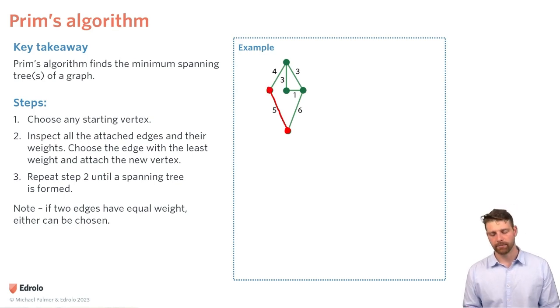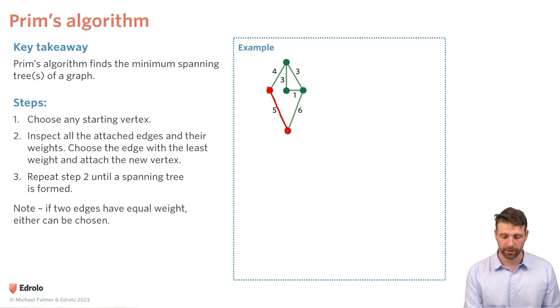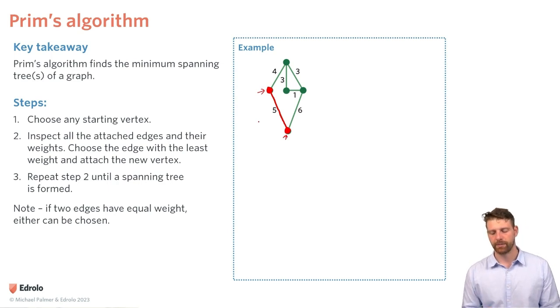Now I need to reevaluate, look at all the edges that are connected to all the vertices I've chosen. So I've got this vertex here and this one here. And so all the edges attached to them are the 4 and the 6, and I have to choose the lowest one. So I choose 4, and I've connected this new vertex here.